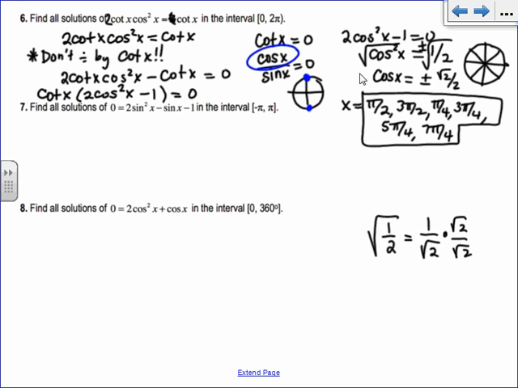How did you get root 2 over 2 if you're taking the square root of 1/2? When I took the square root of 1/2, I wrote it up there. I took the square root of 1 and the square root of 2, so I got 1 over root 2. And then I rationalized it. I multiplied by root 2 over root 2.